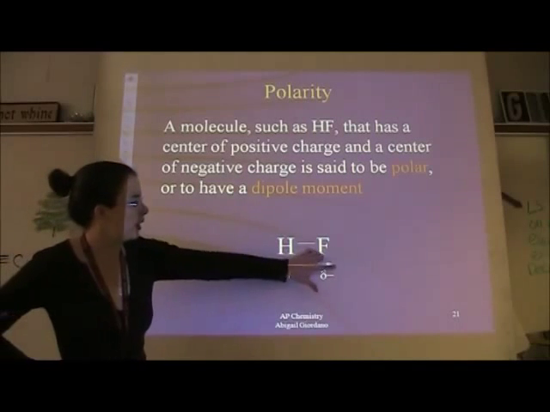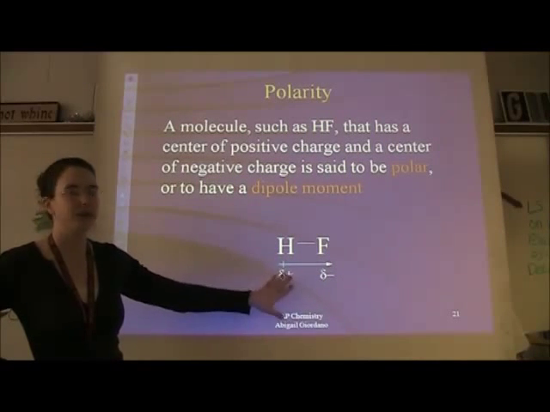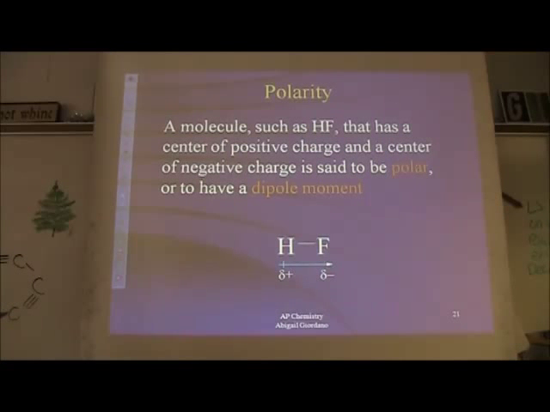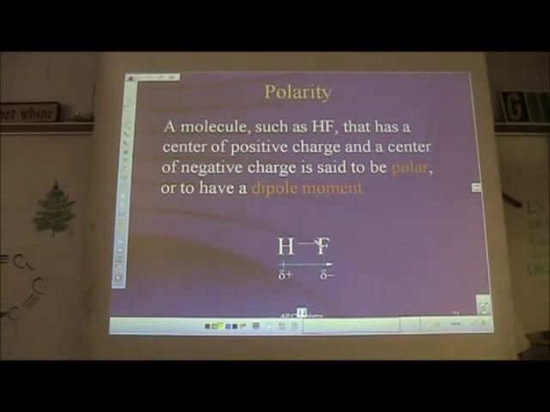And I just want you to be aware of this sort of notation here. If you see an arrow like this with a little plus sign on the end, the arrow is pointing to the element that is hogging that shared pair of electrons. So if I was going to draw them in, I would draw them closer to the fluorine than the hydrogen. Okay, the arrow points to the element that is attracting the electrons more. The reason there's a little plus sign is because this side of the bond is more negative, this side is more positive.